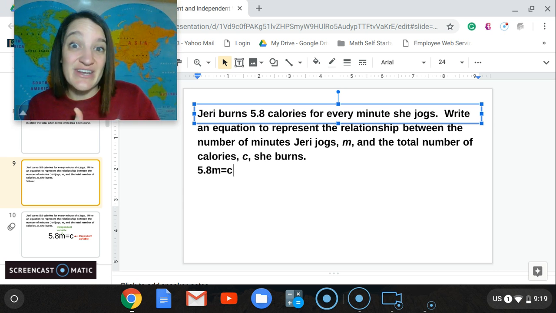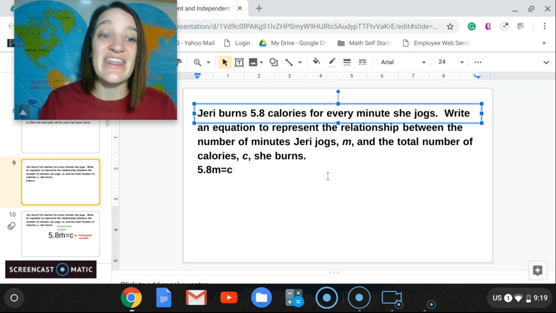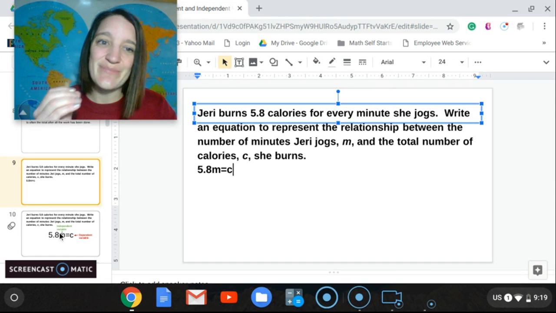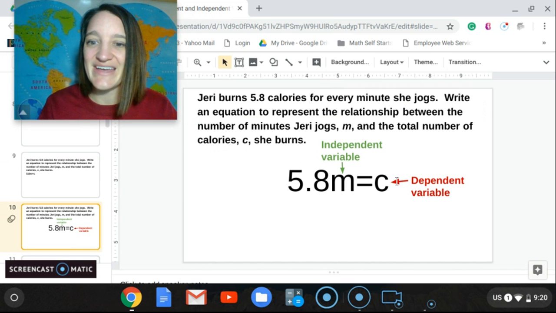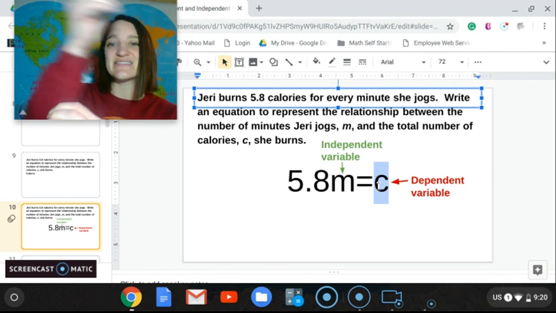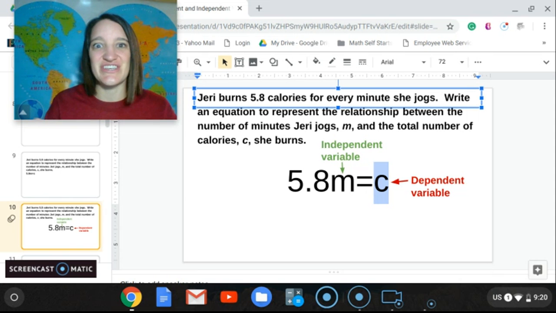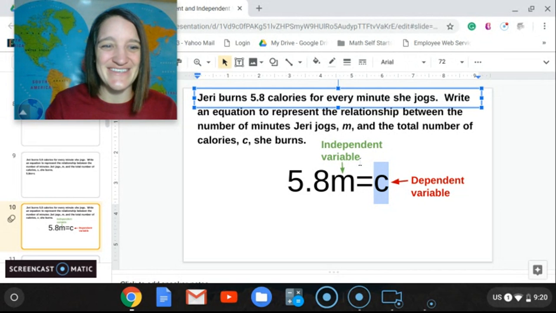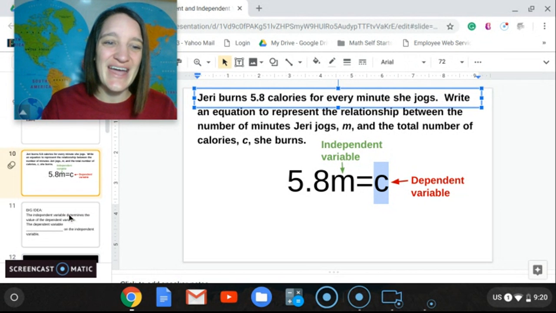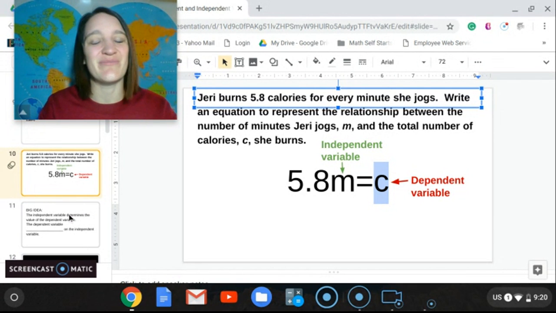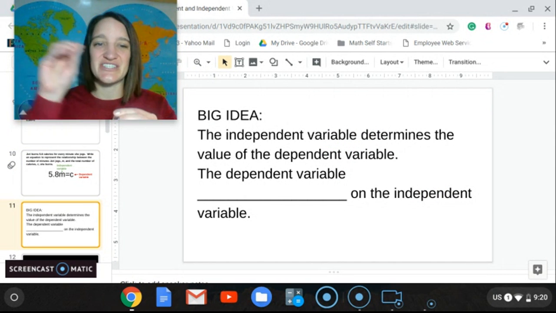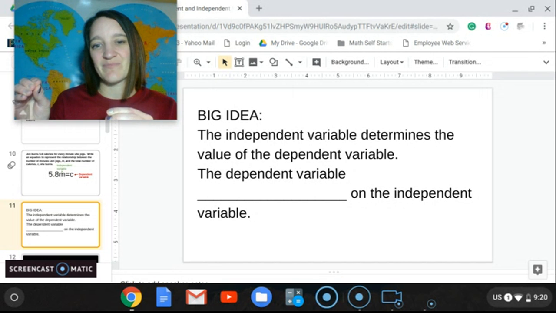If she ran a lot of minutes, she lost a lot of calories. Therefore, the C is the dependent variable because the number of calories burned depends on how many minutes she's ran. That's just the first example. Does that make sense? So the big idea I want you to remember today is that the independent variable determines the value of the dependent one.